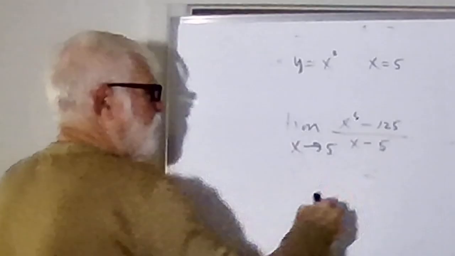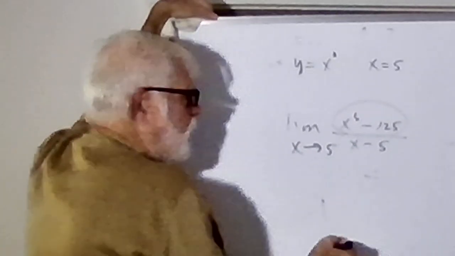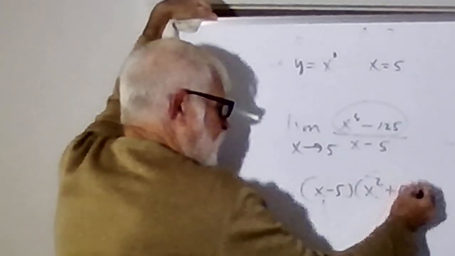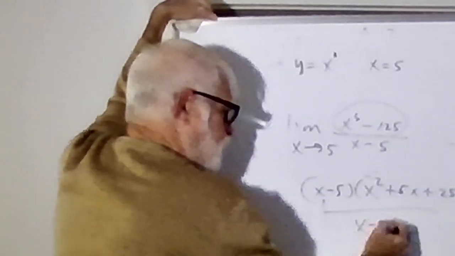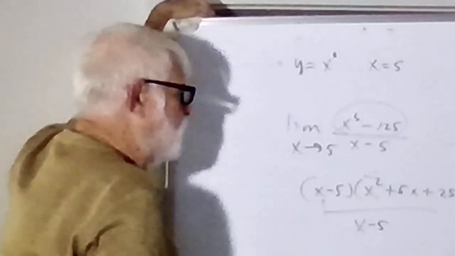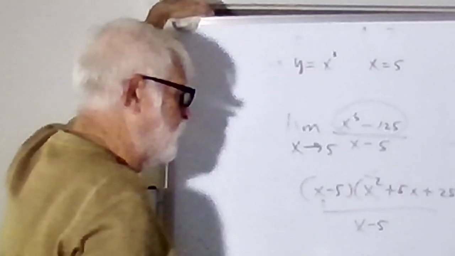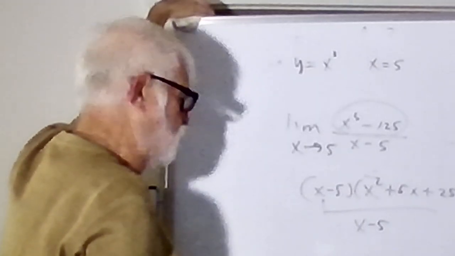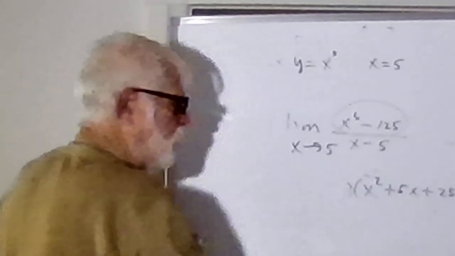All right, a little review of how do you factor those critters. You factor those critters by x minus 5 times x squared plus 5x plus 25. And that's getting divided by x minus 5. So what do we have here? We have x squared plus 5x plus 25, let's see. Oh yeah, so when I put in 5, I get 25 plus 25 plus 25.